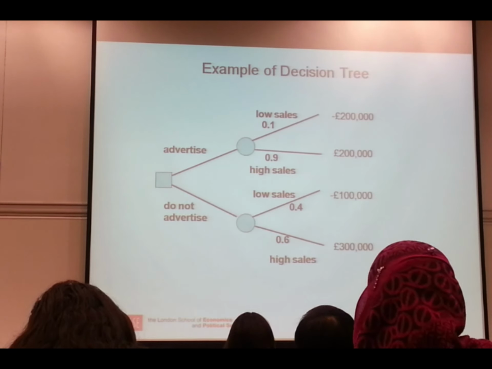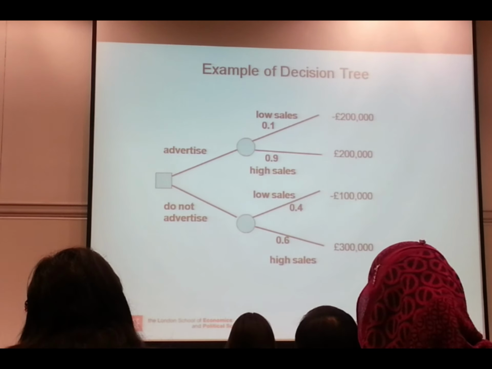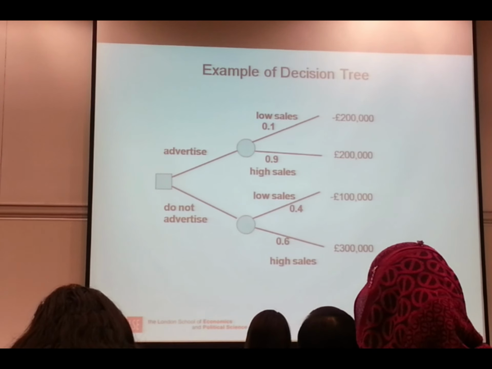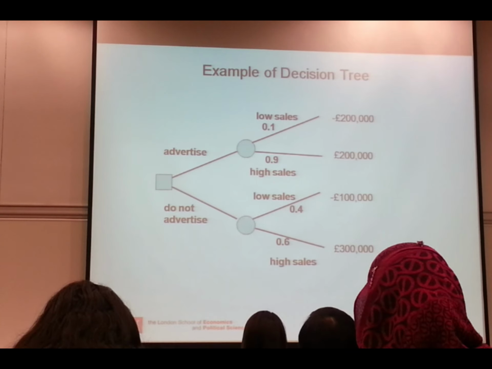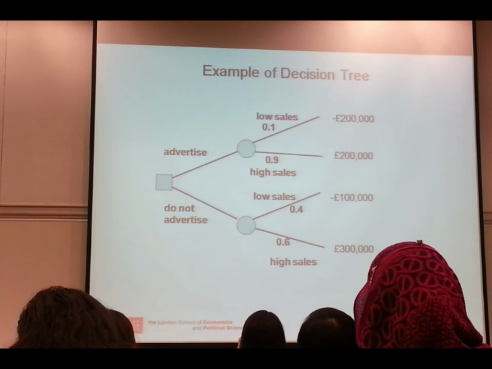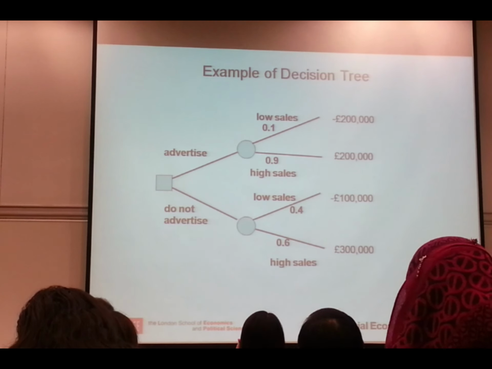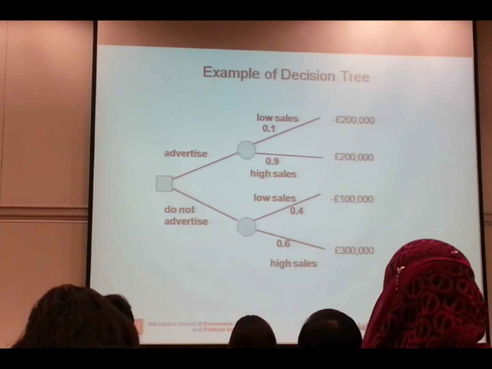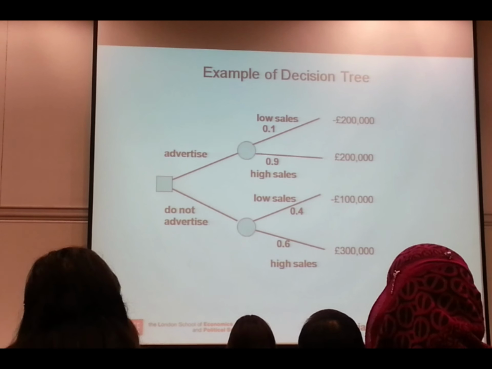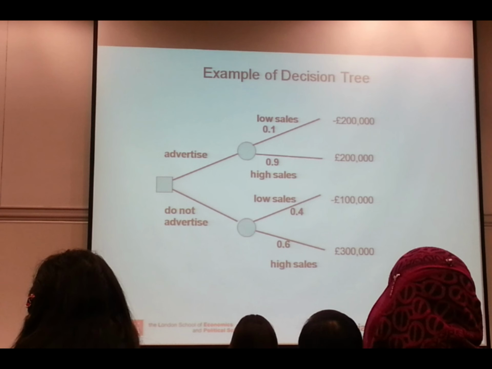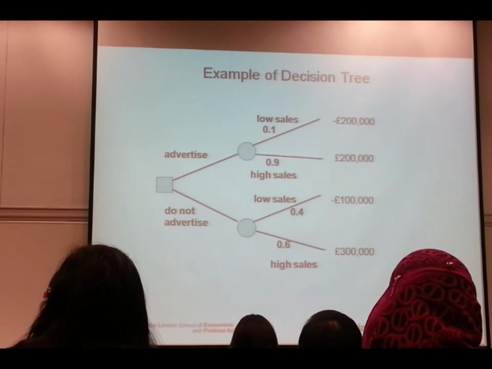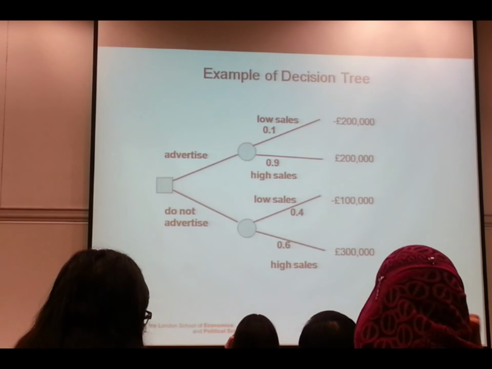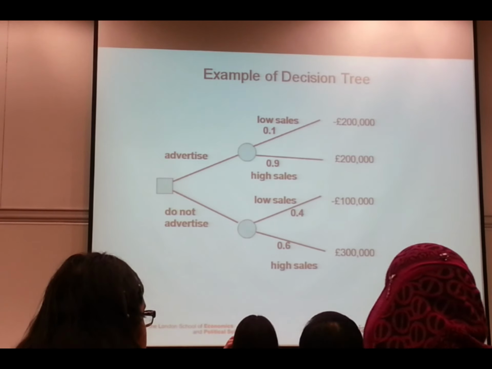Which is going to look like this. The first decision is if the manager wants to advertise or not. If he doesn't advertise, he's going to make high sales with 60% probability, and in that case, he's going to just make 300,000. Or he makes low sales, which makes him lose 100,000, but the probability of that is 40%.